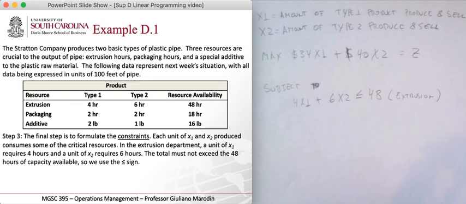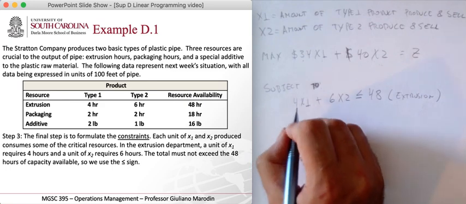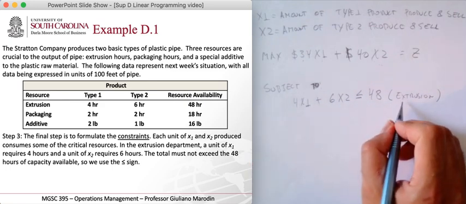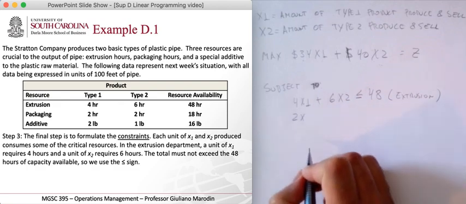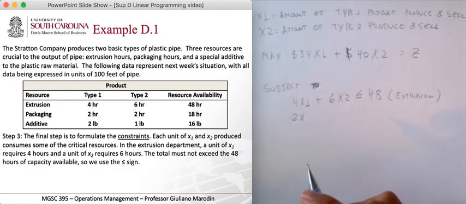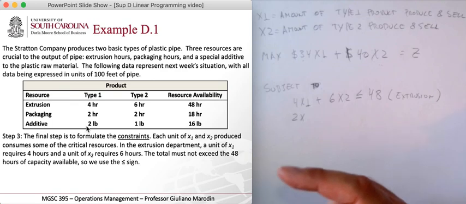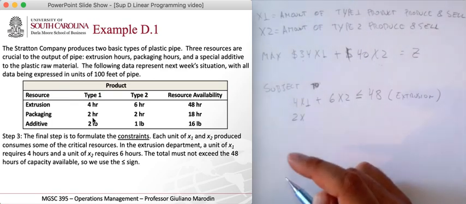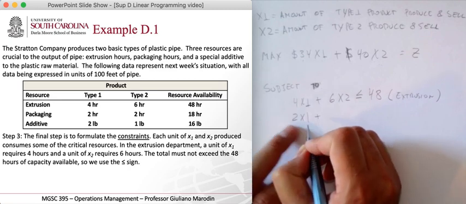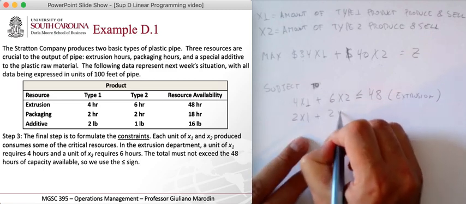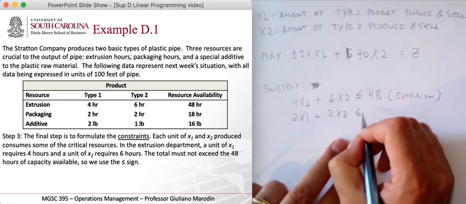Okay? So again, you have to pay attention to those things. Linear programming is not an easy thing. You have to pay attention to those details, right? But you can get it. I know you guys are smart. So that's the extrusion. Packaging is the same thing, but that's going to be 2 because that's 2 hours, right? Look there. Packaging, 2 hours. So 2 hours for every X1, plus 2 hours for every X2, has to be lower than or equal to 18.